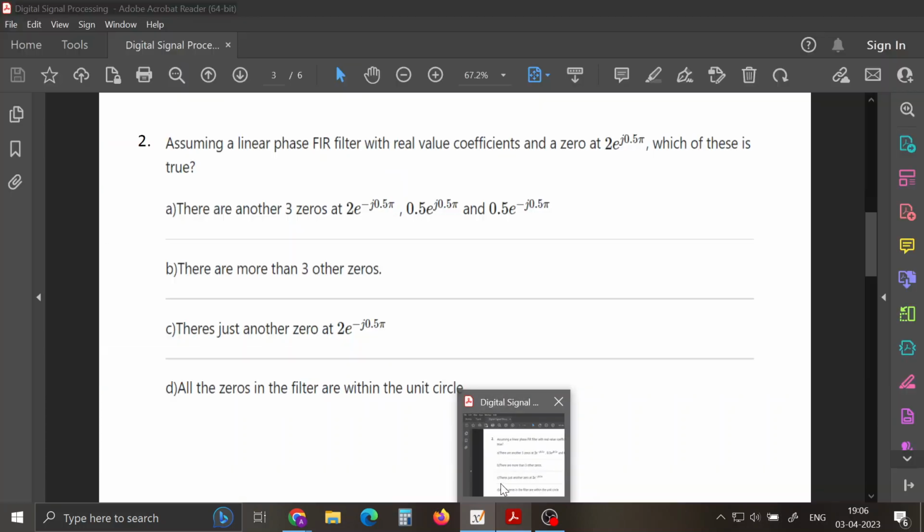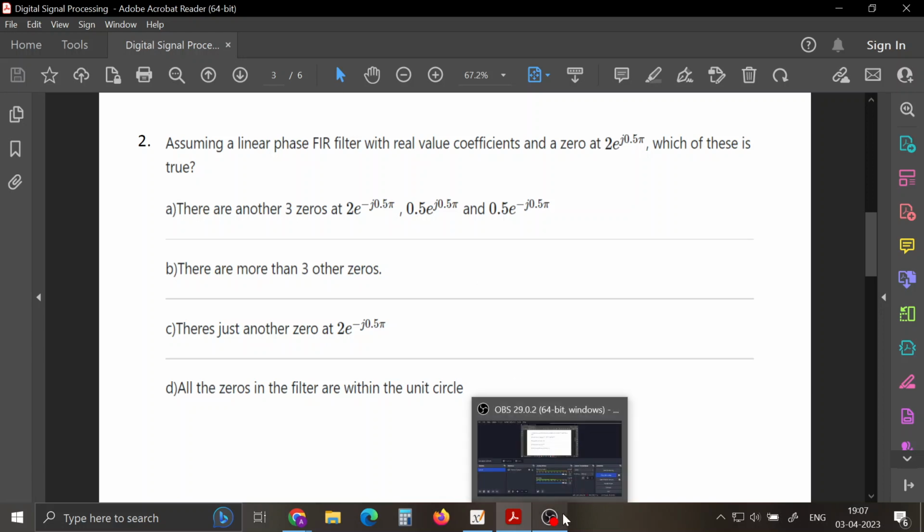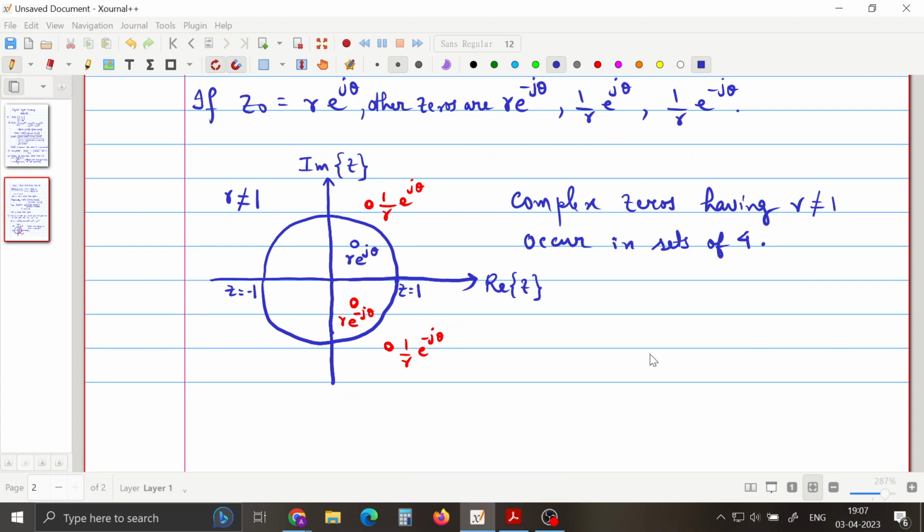And if you go back to your options again, so option B, you see there are more than 3 other zeros. So it says there are more than 3 other zeros actually, other than the given one. So that's not true, right? So you can rule out option B as well. So like this you can follow the method of elimination just by observation. But anyways, now let me go to the next page.